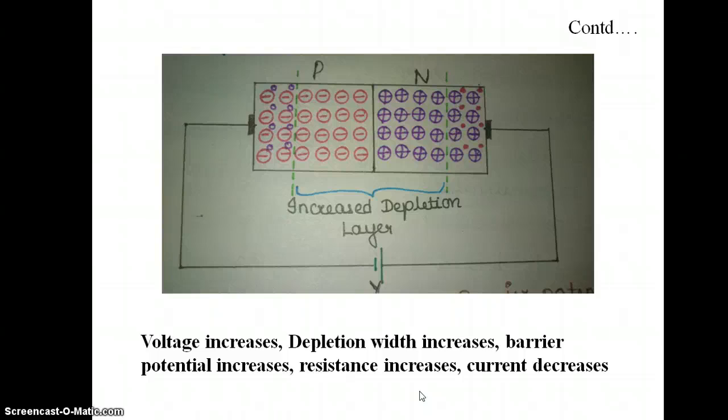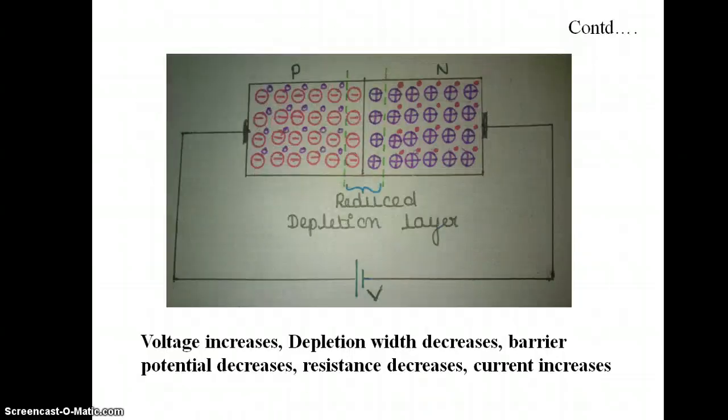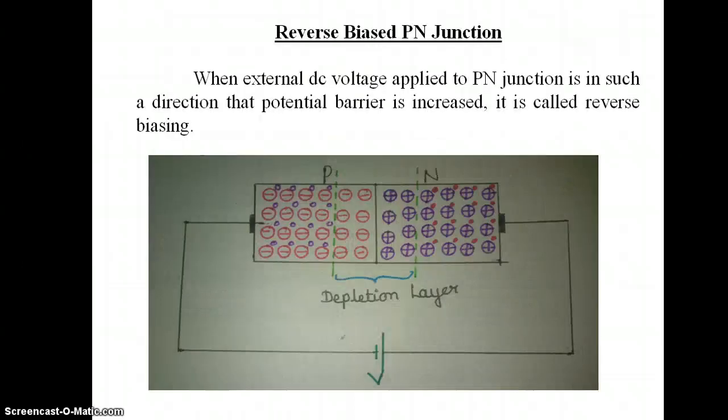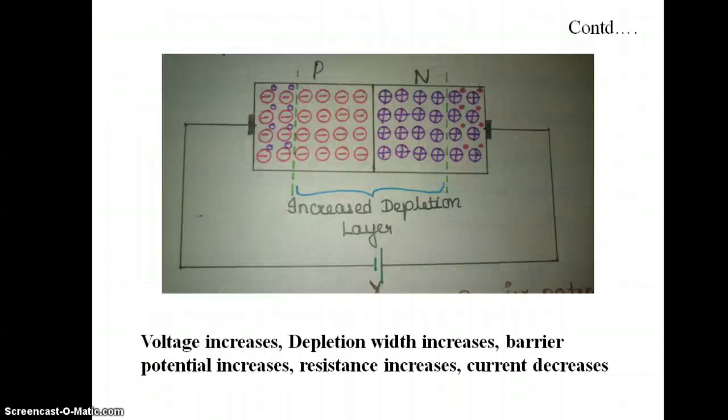So as a summary of the biasing in the PN junction diode, during the forward bias case, if the supply voltage increases, your depletion width decreases, so barrier potential decreases, resistance decreases, current increases. During the reverse bias case, if the supply voltage increases, depletion width increases, barrier potential increases, resistance increases, your current decreases.